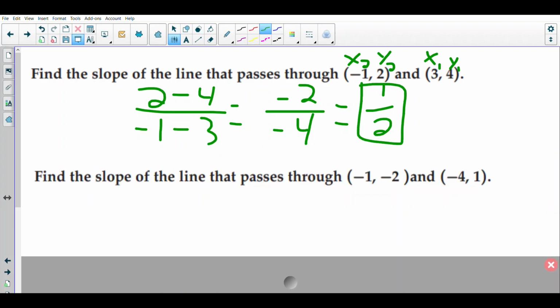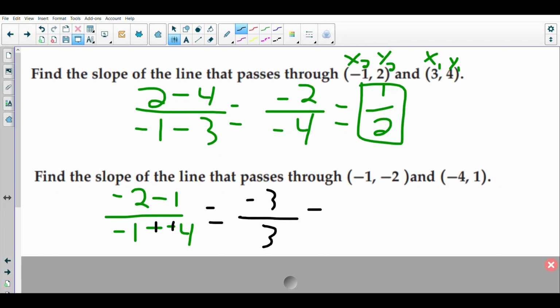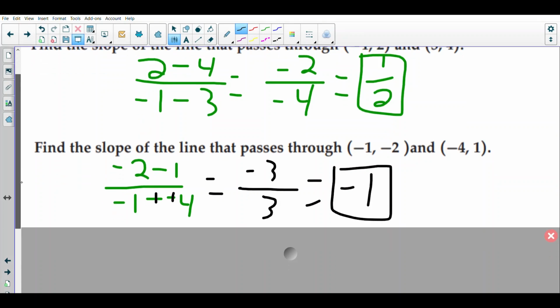Let's do another one. Negative 1, negative 2, and negative 4, negative 1. Same thing. I'm just going to leave the first one as my x2 and y2. So negative 2 minus 1 over negative 1 minus a negative 4. The double negative there, so I need to add the opposite on the bottom. So now I end up with negative 3 over positive 3, which gives me a negative 1. So my slope is -1. Now notice again, first I had a positive answer, then I had a negative answer. Let's see where we go.